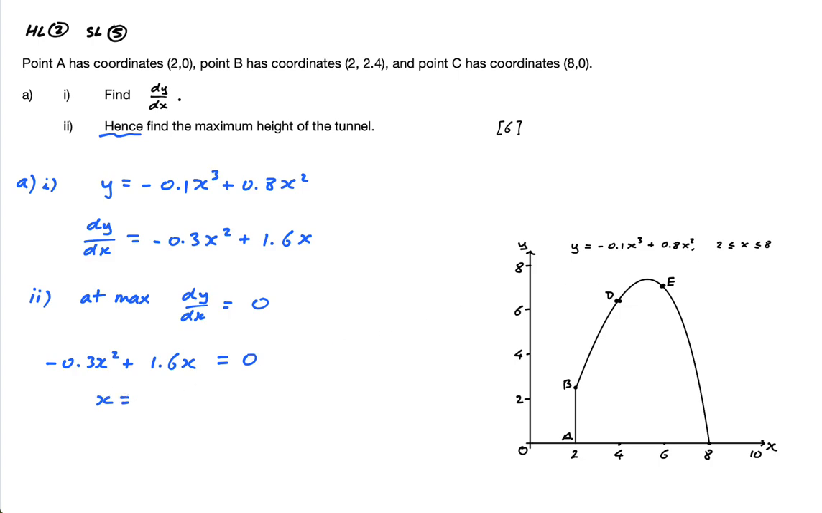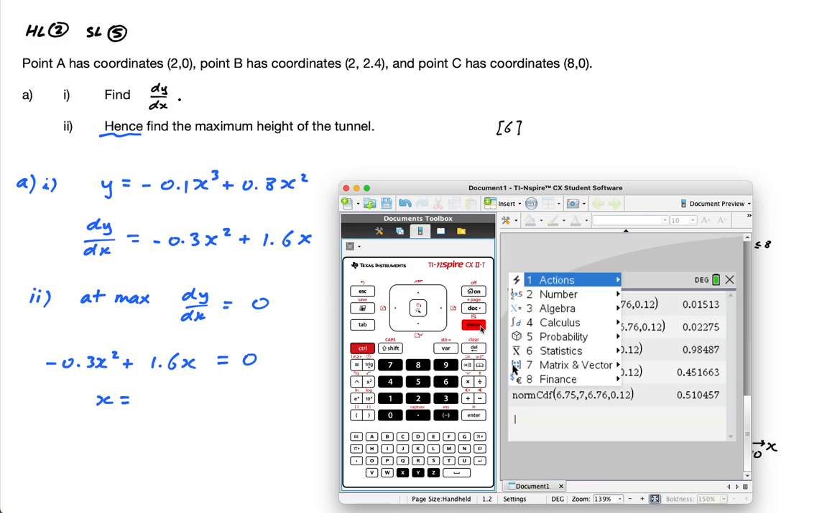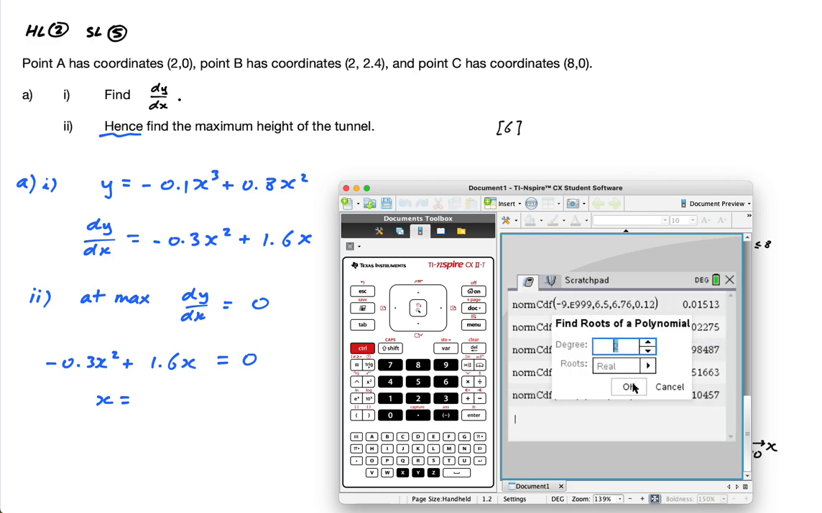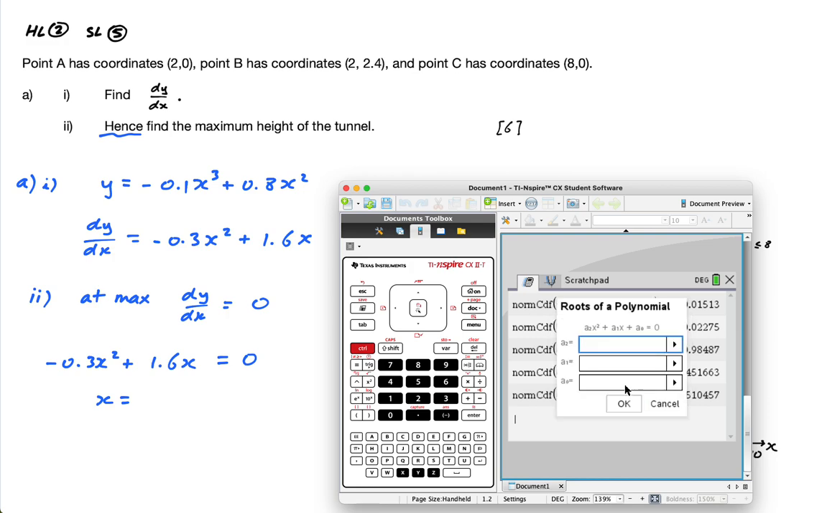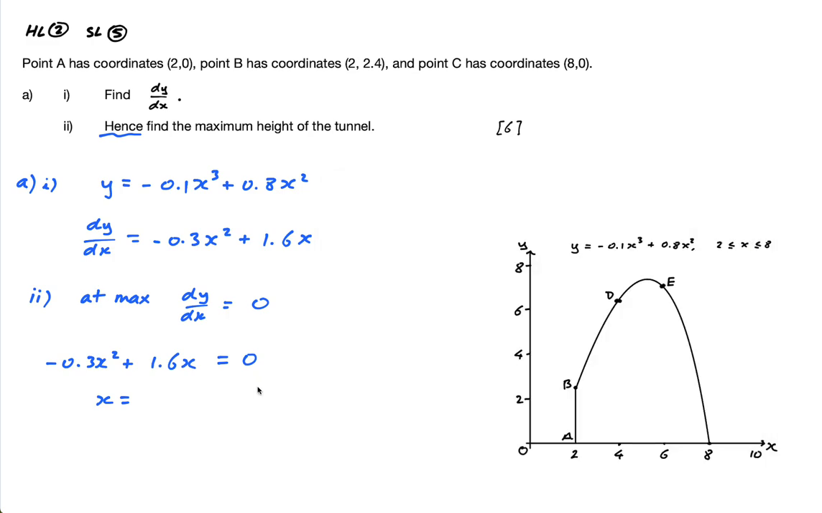x equals, and this I will do with my calculator, guys. I'm going to go menu, algebra, polynomial tools, find the roots of a polynomial. This is a quadratic. That's minus 0.3, that is 1.6, and there's no constant term, so that's just 0. Press enter, and I get 0 point something, which is 0 basically. So I get 0 and 5.33333. So x equals 0 or x equals 5.33333, etc.